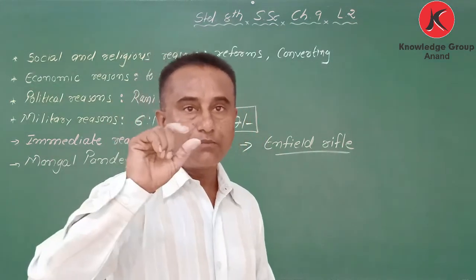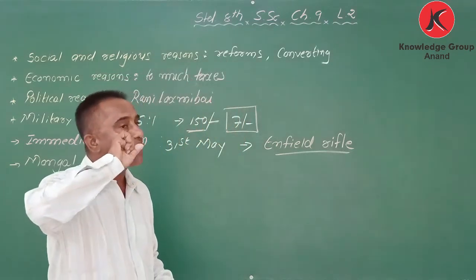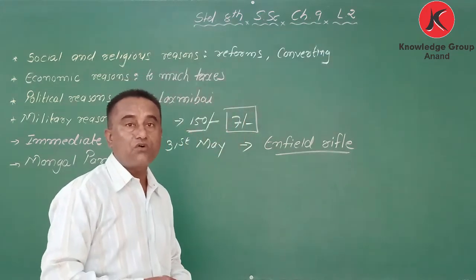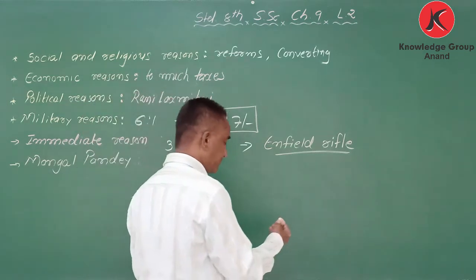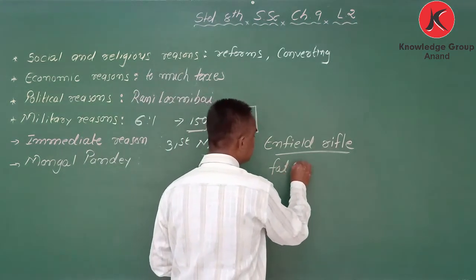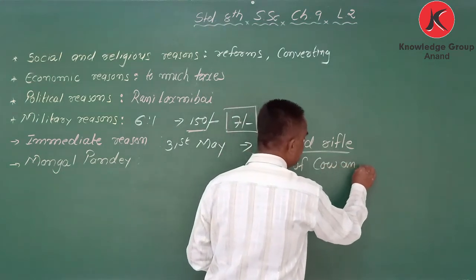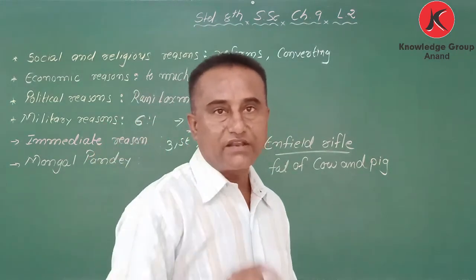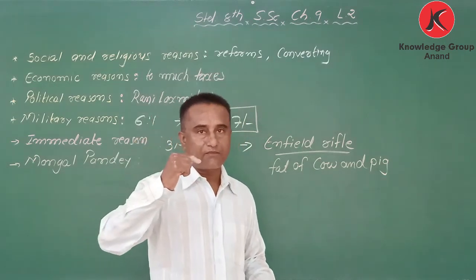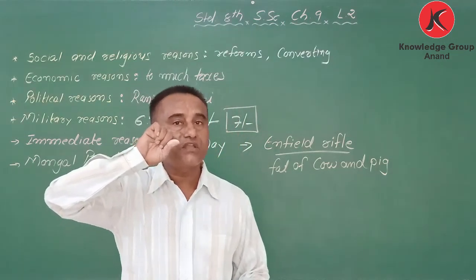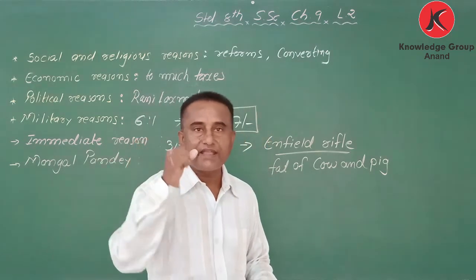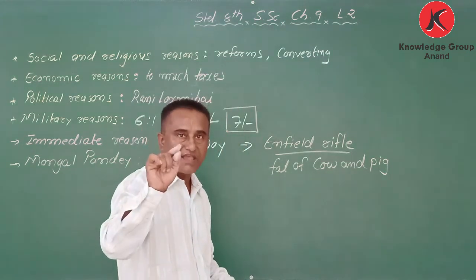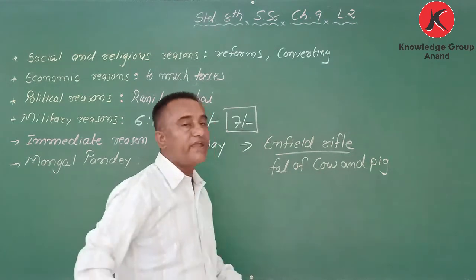The bullet cartridge had to be opened by mouth, and on that cartridge a cap was there, which was made of the fat of cow and pig. In the Enfield rifle, one cartridge was used, and on that bullet one cap was there. Without removing the cap, we cannot load the bullet inside. So they had to remove the cap, and the cap was made of fat of cow and pig.